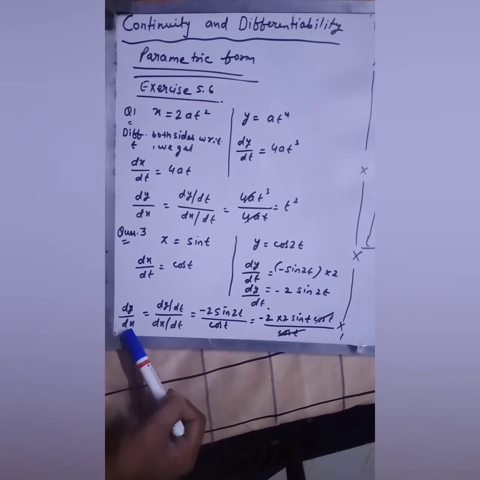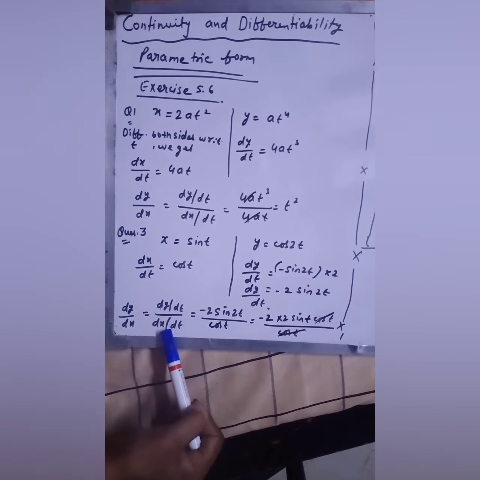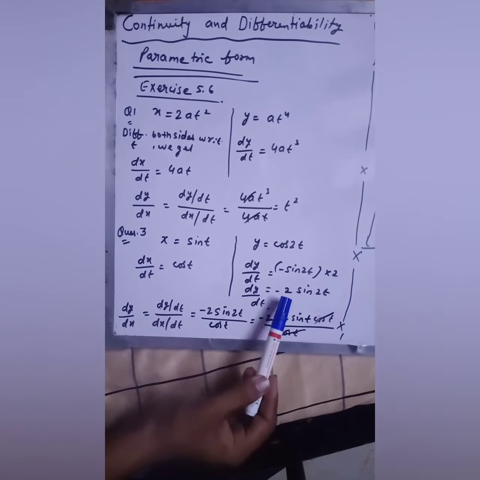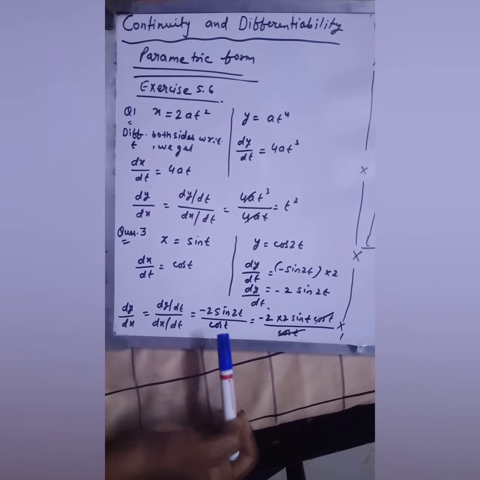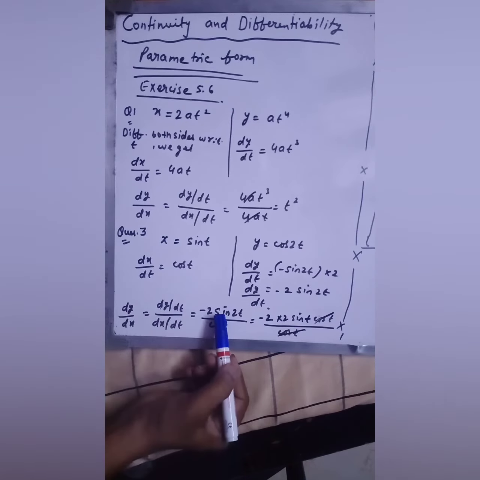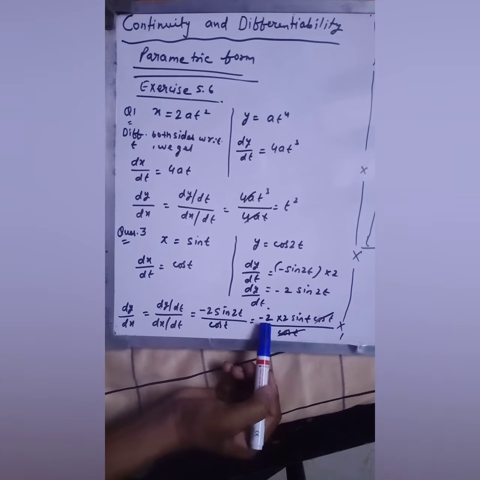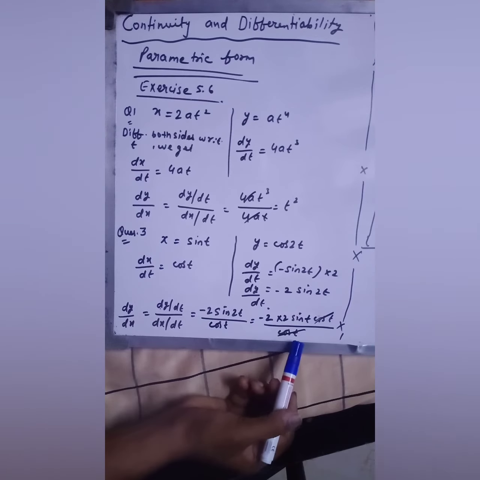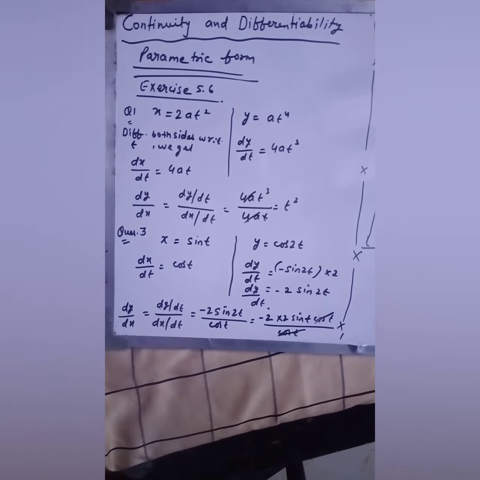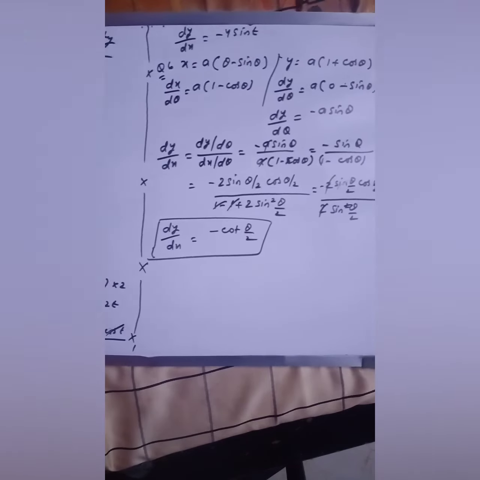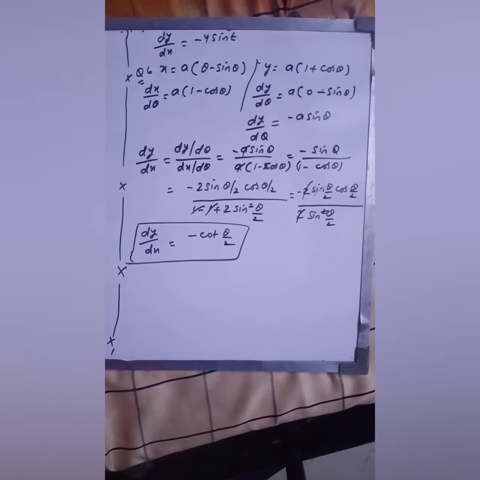So dy by dx is equal to dy by dt over dx by dt. This is the formula, so I'm just putting the values here. This is the value of dy by dt in the numerator, and in the denominator you write cos t. In the numerator, in place of sine 2t, we apply the formula 2 sine t cos t, and the minus 2 remains the same. In the denominator you have cos t, cos and cos cancel out, and your dy by dx will be minus 4 sine t. Got it? So this is how you can solve question number 3. Here is the final answer.